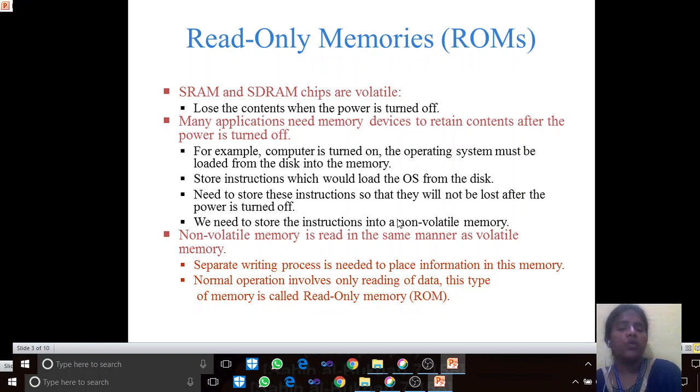That means the OS, whatever system software I load, I store in a memory which is stored permanently and is not affected. One time, during manufacture, it is stored. So, non-volatile memory is read in the same manner as a volatile memory. What is different? A separate writing process is needed to place information in this memory. Normal operation involves only reading of data. That means, as the name says, read-only means it is in read mode only. This type of memory cell is called ROM.